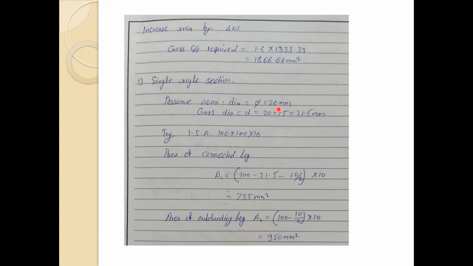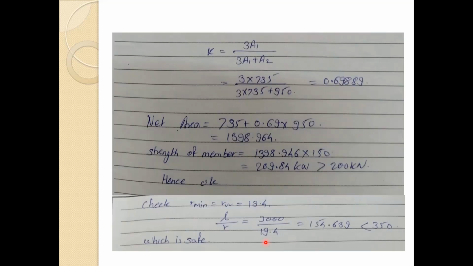Assume the nominal diameter phi equals 20 mm, so the hole diameter becomes 20 plus 1.5, that is 21.5. We try ISA 100 by 100 by 10 from the steel table. The area of the connected leg, A1, equals 100 minus 21.5 minus 10 by 2, into 10, so we get 735 mm square. The area of the outstanding leg is 100 minus 10 by 2, into 10, that is 950 mm square.